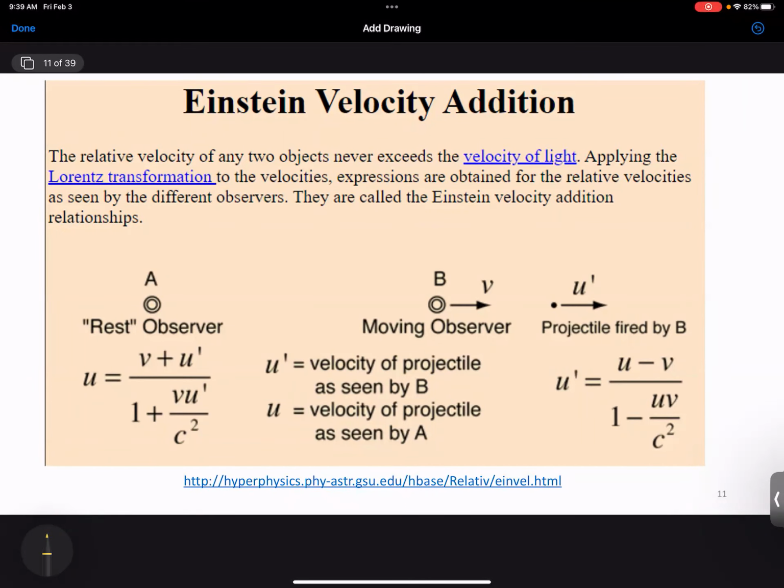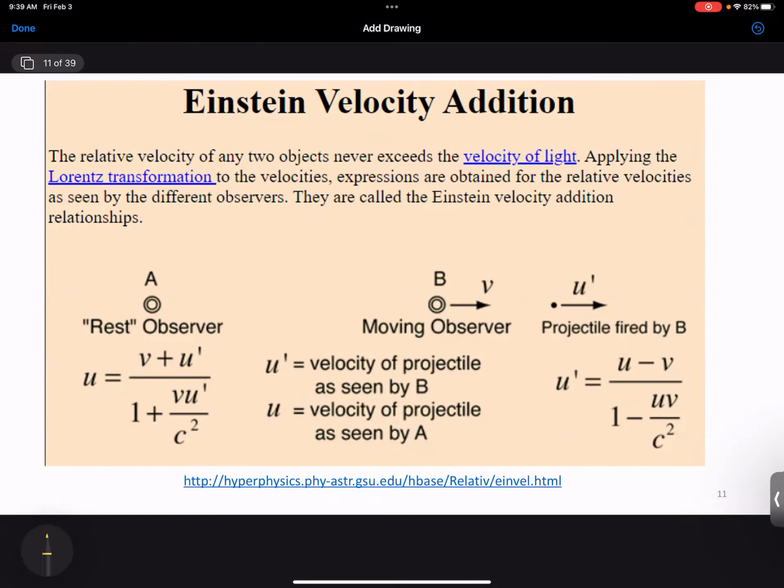Does anybody know approximately what the speed of light is? In either the metric system or the English system. 186,000 miles a second. Anybody know roughly how far California is? Or what's the equator diameter of the Earth, approximately?